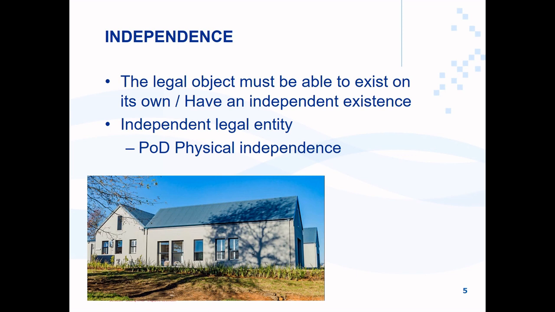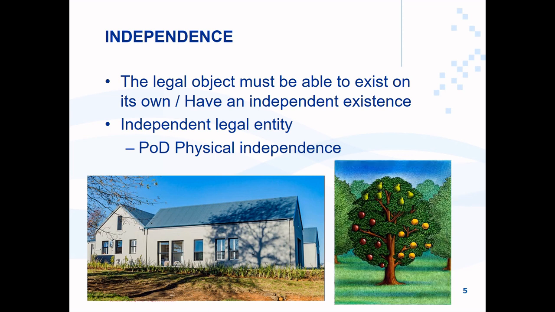Another example is fruit in a tree, while it is physically attached to the tree. In terms of the point of departure, the physical independence test, the question is whether the fruit is independent. And the answer is as follows. No, the fruit is not independent. It forms part of the tree while it is attached. So physically, it is not independent, and therefore, while it is attached to the tree, it's also not regarded as legally independent. Only once it is removed and it is physically independent is it regarded as legally independent.